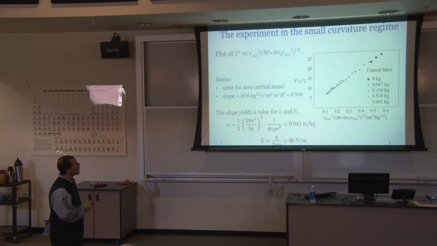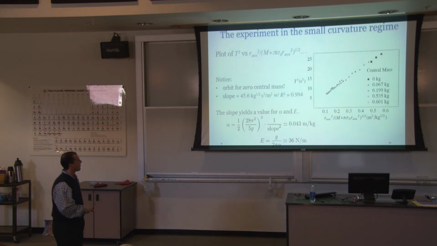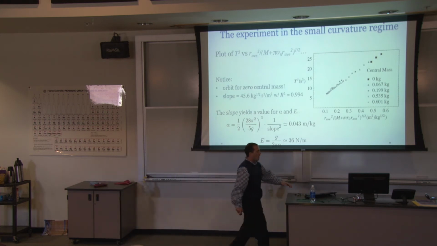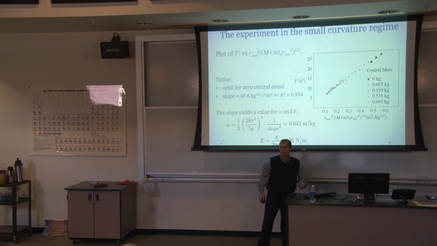The R squared value of the line of best fit is 0.994 for this. Pretty good. And again, I can tell Excel to lay down a straight line and tell me the slope of the line. The slope is given by this term here, 45.6 kilograms to the 1/2 second cubed divided by meters squared. What does this tell me? Well, if I go back to my original Kepler-like expression, the slope is this term here. I know everything. I know G, I could solve for alpha. And if I know alpha, then I know the modulus of elasticity.